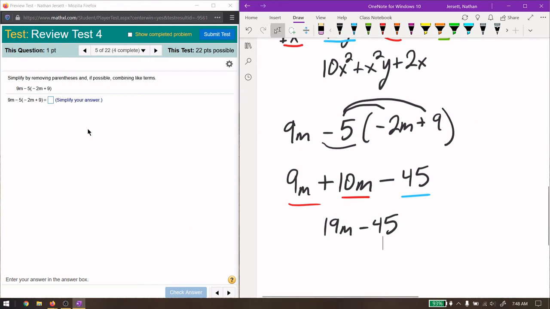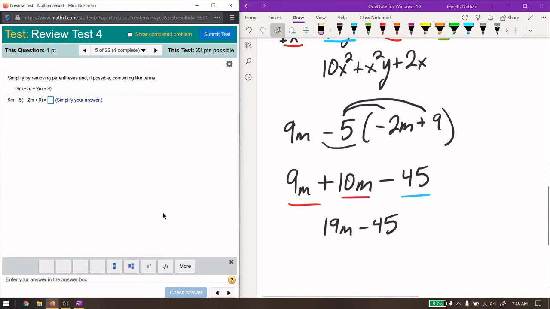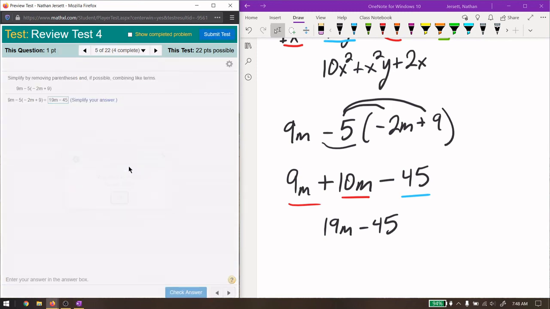So 19m minus 45, that's much easier to work with than this 9m minus 5 times the quantity -2m plus 9. This 19m minus 45 is much simpler. So that's why we want to always simplify it down and combine like terms. And that's correct.